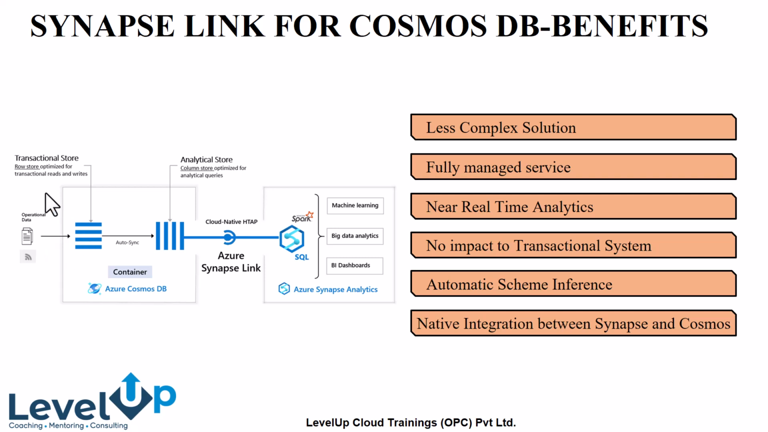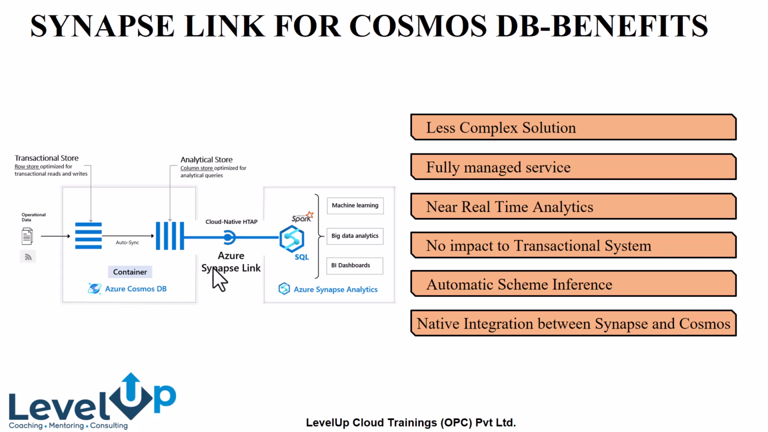So the customers who are making transactions here will not see any impact. For the operational data, there will be no impact, because the data used for big data analytics is from this analytics store, not from this transactional store. Data from the transactional store to the analytical store is copied asynchronously. We also do not need to worry about schema. It automatically infers the schema.